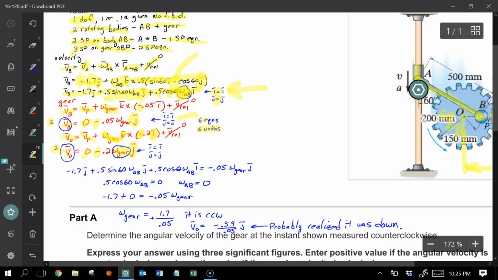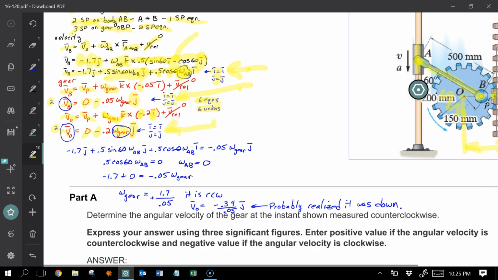This vector equation right here gives you i equal i, j equal j, so there's another 2. And then this vector equation right here gives you i equal i, j equal j, that gives you another 2, so you've got 2, 4, 6 equations. So you have 6 equations, 6 unknowns, bam, you can solve this. Okay, so how am I going to solve it?